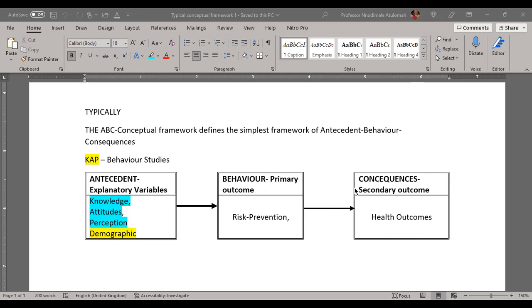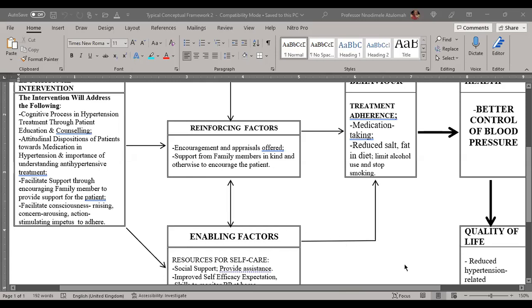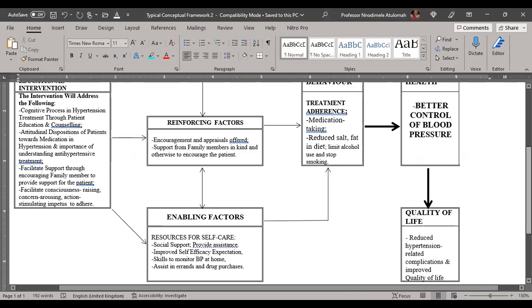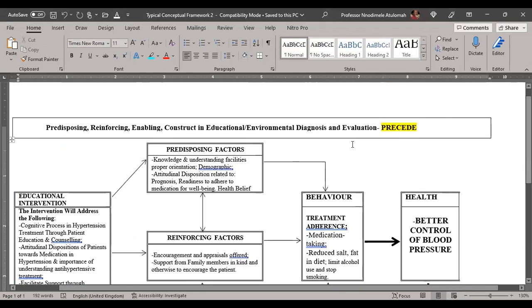We can have a more complex conceptual framework. Let me show you this quickly. We have this conceptual framework. This is called the Precede-Proceed framework. All right, this is the Precede framework. It is a meta model because all the models are found somewhere here or there. All right, so the health belief model is there. The ABC I showed you a moment ago is also within. So this is usually called a meta model.